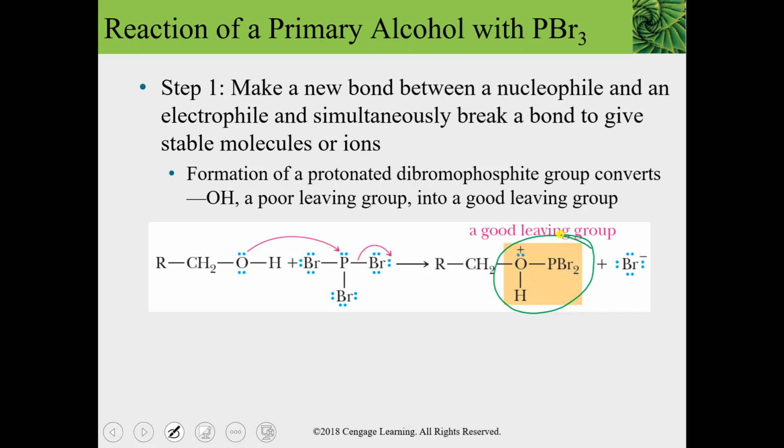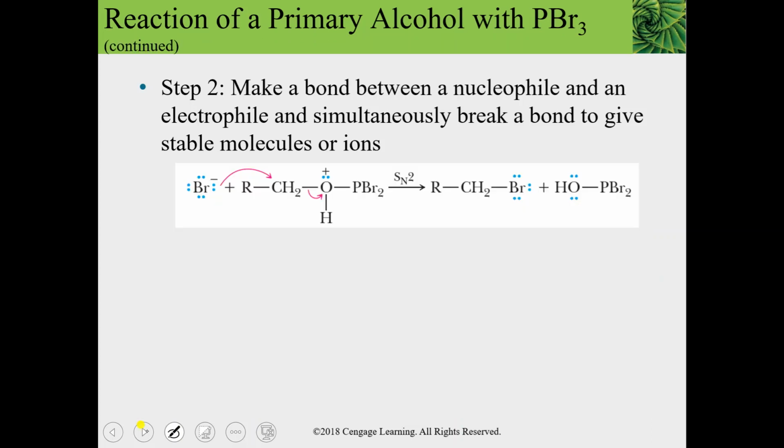So let's look at what happens. The lone pairs from the oxygen in the hydroxyl group are going to come in and attack the phosphorus. When that happens, one of these bromide ions will kick off. That's what forms this here, and we get a bromide ion in solution. That's step one, new bond between the nucleophile and the electrophile. This simultaneously happens. As soon as the oxygen attacks the phosphorus, simultaneously one of the bromide ions is being kicked off. Doesn't matter which bromide ion it is. No, it does not.